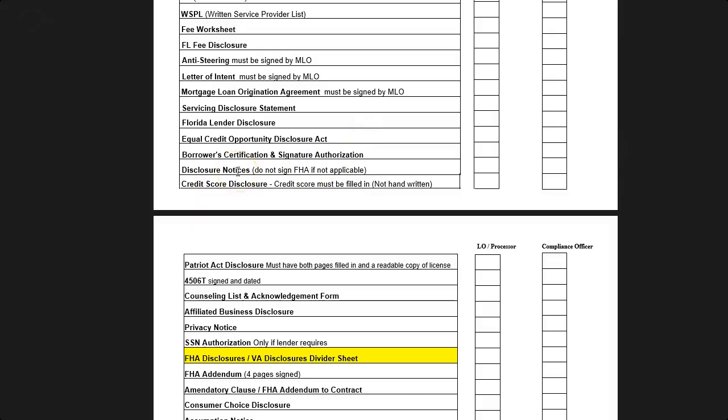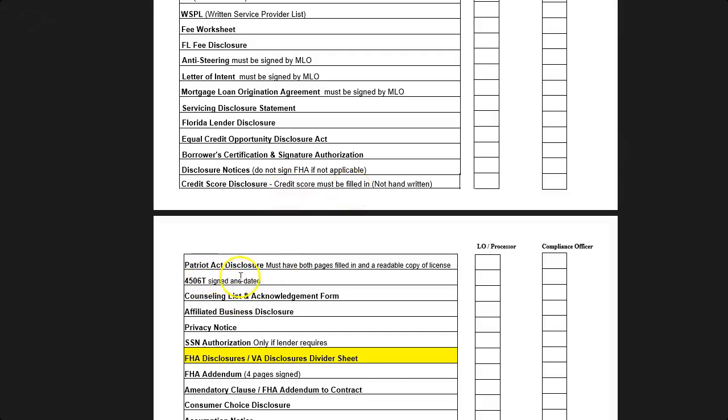Disclosure notices. Now, if it says here, do not sign FHA if not applicable. Always remember that. Credit score disclosure. Now, this is where you're going to be able to disclose to the borrower exactly what their credit scores were. Never by hand. Always the scores should autofill.